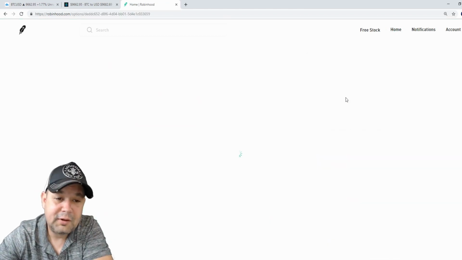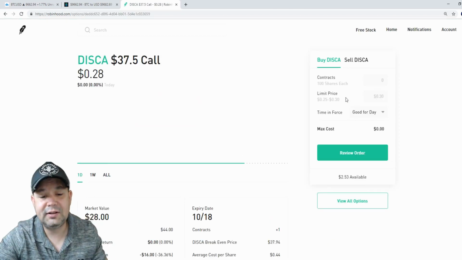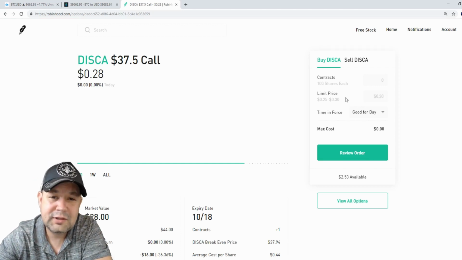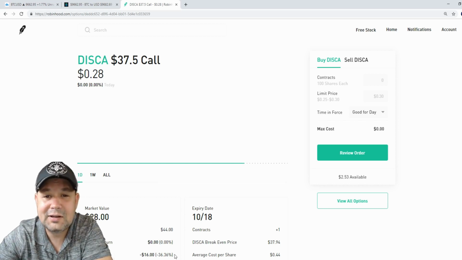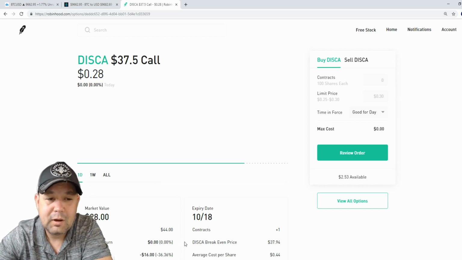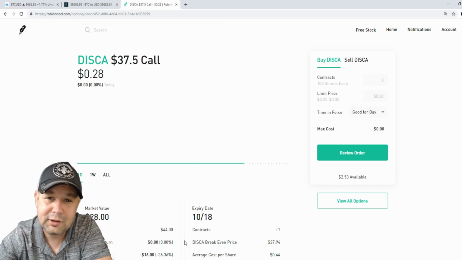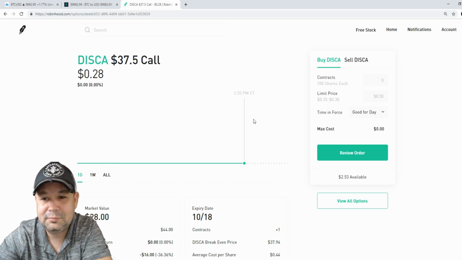The Discovery one, this Discovery option that expires in October, it's not quite doing what I thought it was gonna do, but we'll see. I'm down $16 in it, but we still got a ways till October. And I think I've got it charted. It should start the upturn here pretty soon.